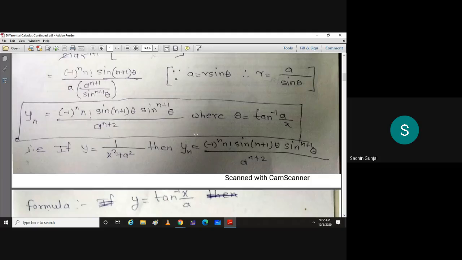So on the next page, you can see that if y is tan inverse x by a, then find its nth derivative. Any smart answer for this? Anyone? Sir, the n minus 1th derivative will be the n derivative of the equation we just saw. Okay, good, very good.